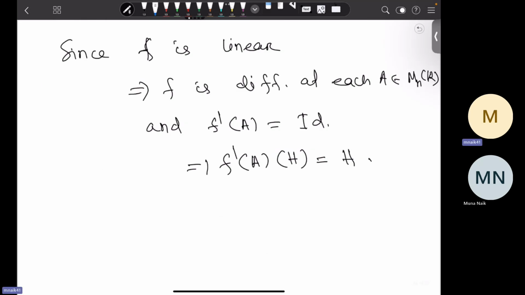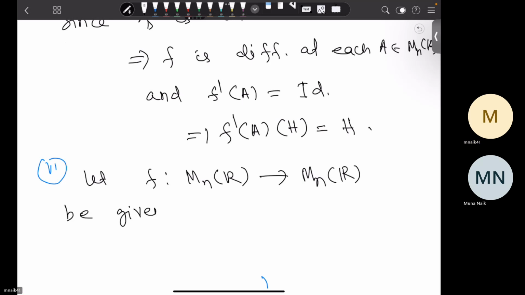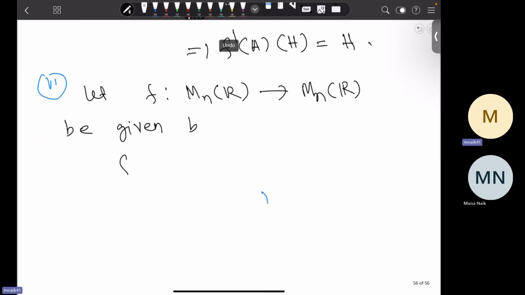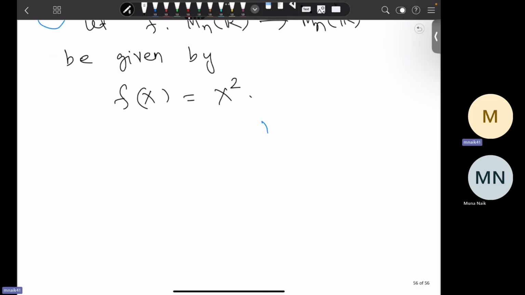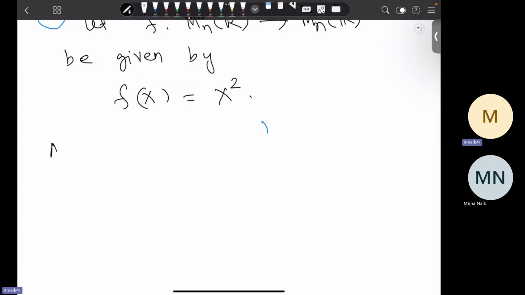Now the second example. Let f from M_n(R) to M_n(R) be given by f(x) = x squared. Now what you have to do is write (a + h) squared. So this is f(a + h).